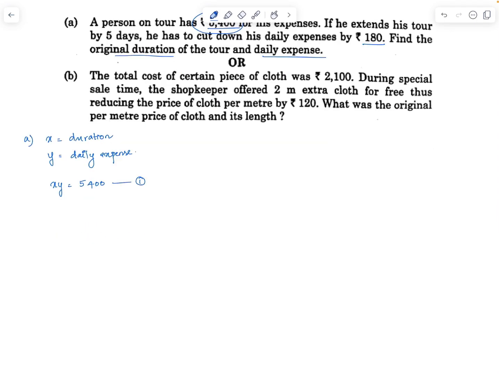The second sentence says if he extends it by 5 days, that is, the duration is made x plus 5, he has to cut down his daily expense by 180. That is, y has to be reduced by 180 to keep the amount the same. The allotted amount is that 5,400 only. For that, certain adjustments are done in the days and the expense. Based on that, x plus 5 times y minus 180 is equal to 5,400.